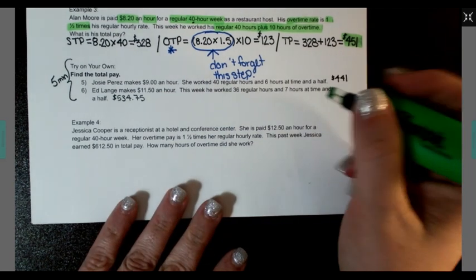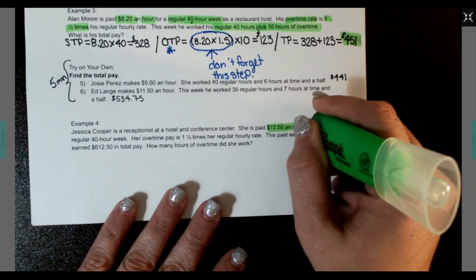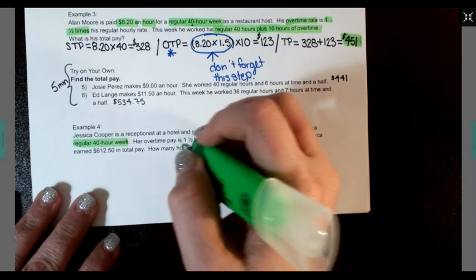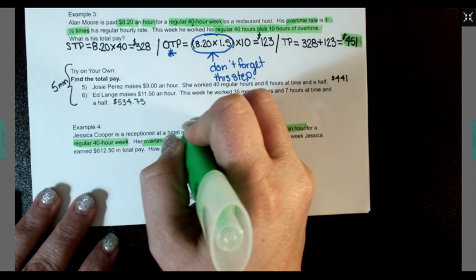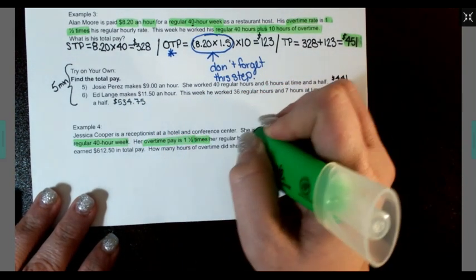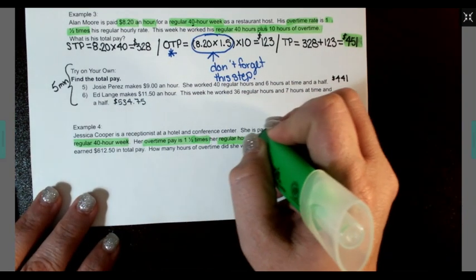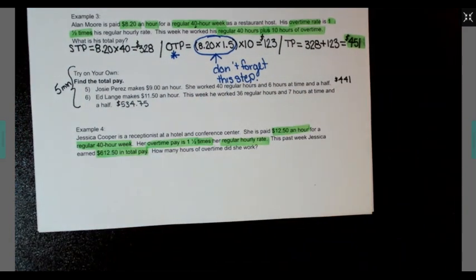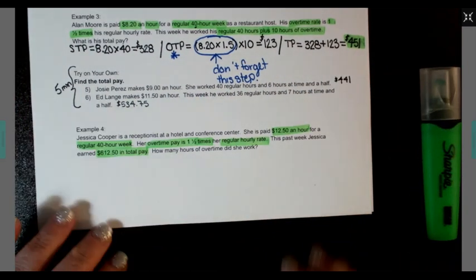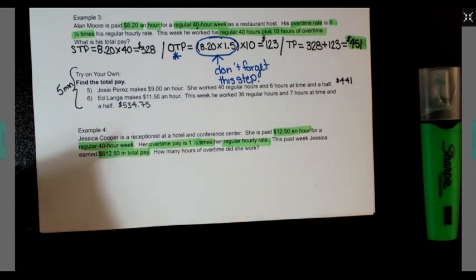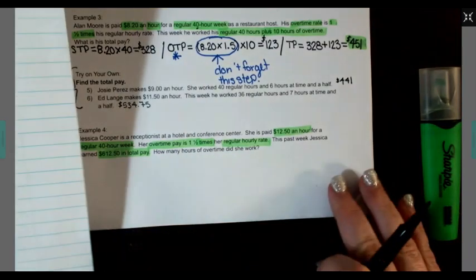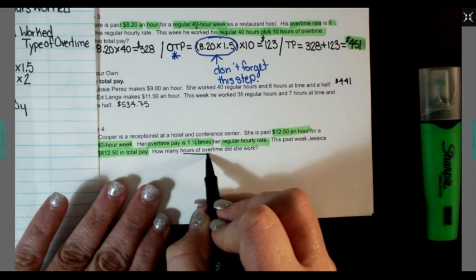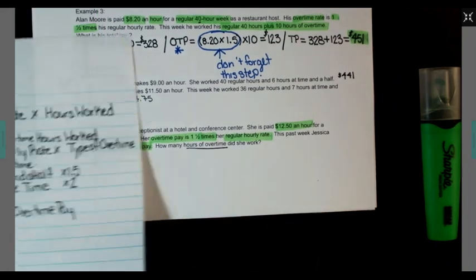Okay, so let's go through this. She gets $12.50 an hour for 40 hours regular. Overtime pay is 1.5 times the regular rate. And we have a total of $612.50. Well, we need to work backwards. We're given our total pay and we're trying to find out hours of overtime. So keep that in mind.